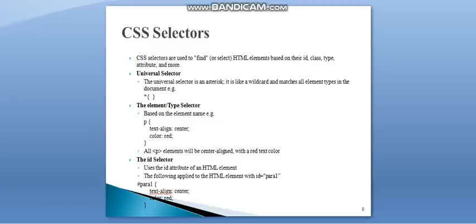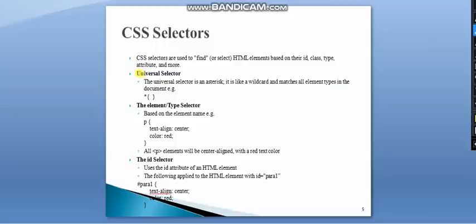Next, CSS selectors. CSS selectors are used to find or select HTML elements based on their ID, class, type, attribute, and more. Universal selector. The universal selector is an asterisk. It is like a wildcard and matches all element types in the document. A sample is given.